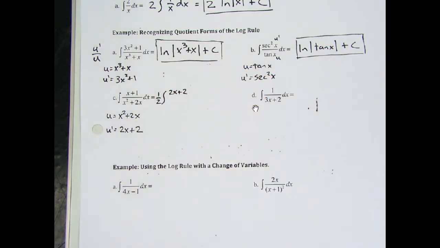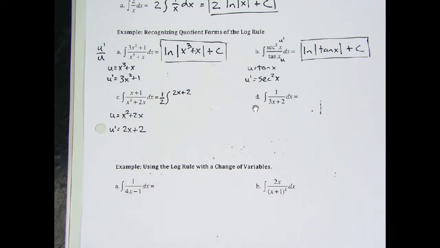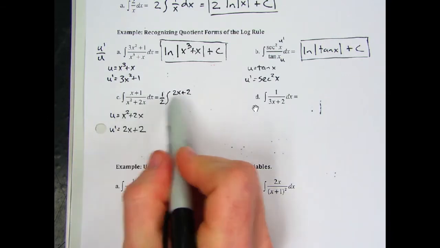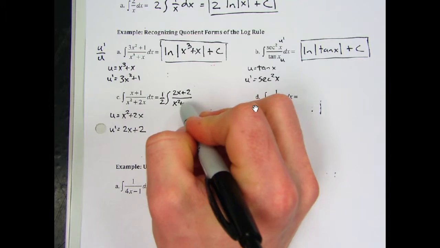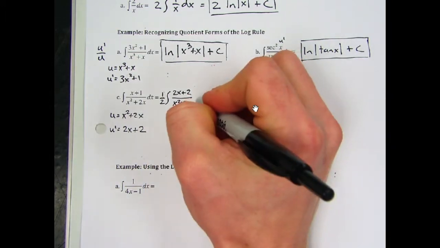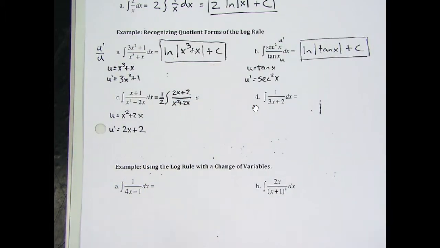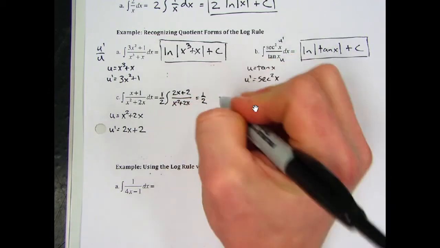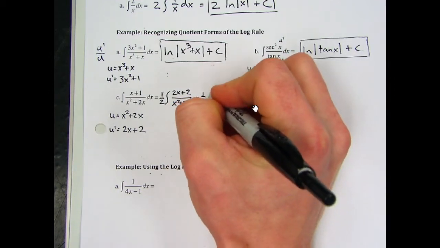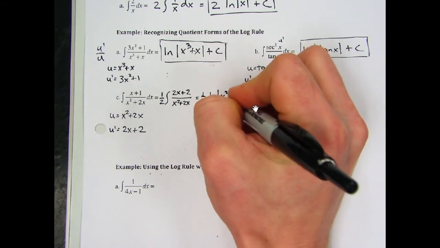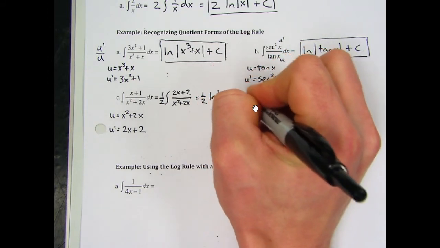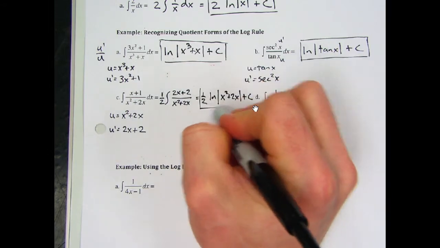Everybody see that there? So you multiply by 2 on the numerator, so you have to multiply by half on the outside. Can you just skip that step and go straight to the other one? Alright. So yeah, the answer is 1/2 ln absolute value x squared plus 2x plus c. So if we just go straight to that and we can see that, that's fine.